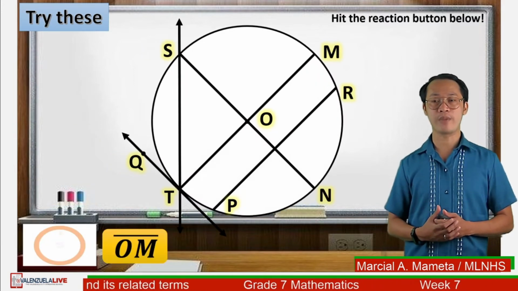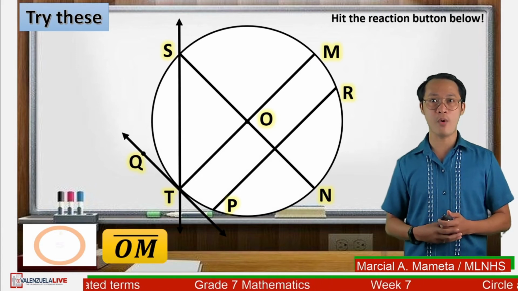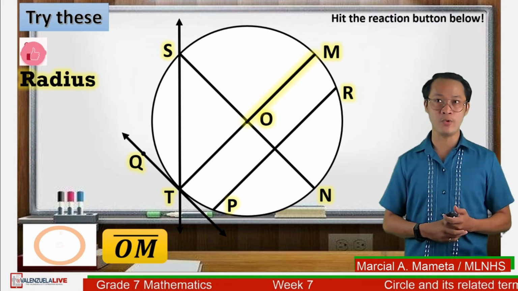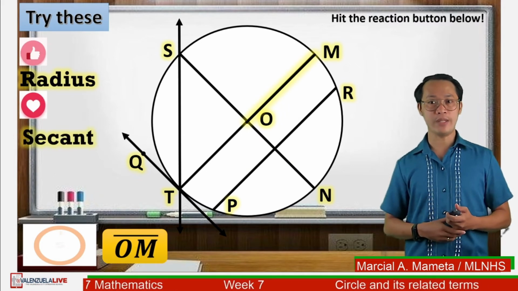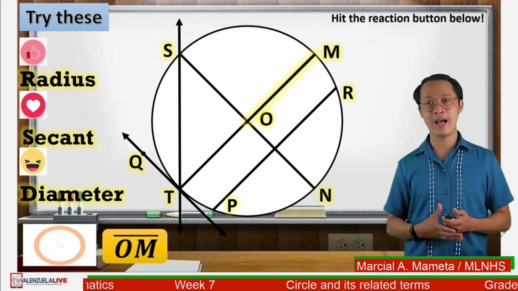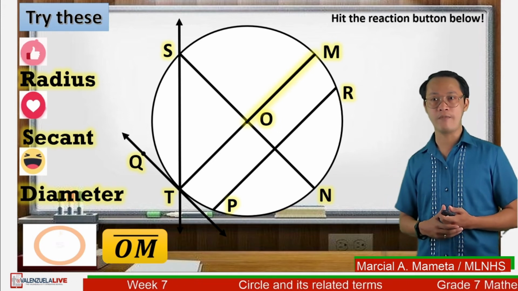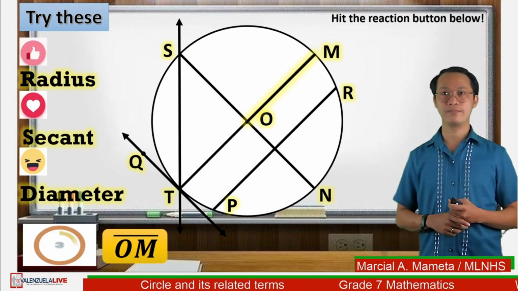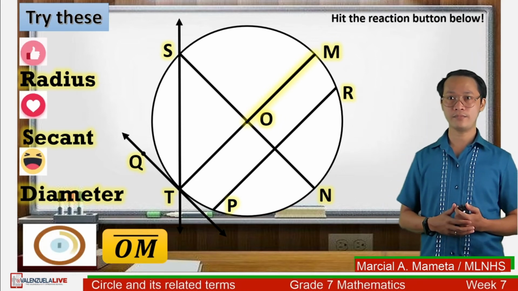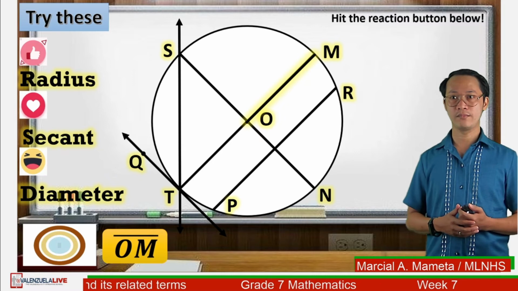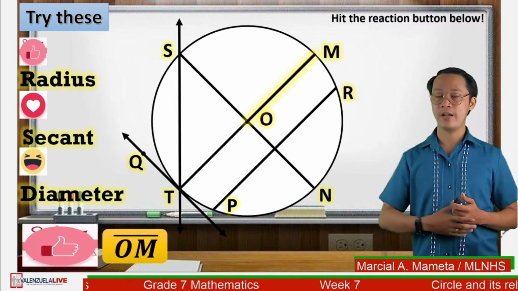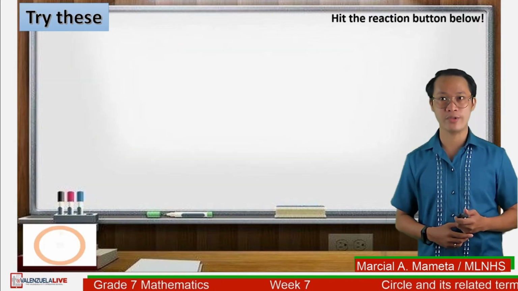Next one, line segment OM. Like if it is a radius. Heart if it is a secant. And haha if it is an example of diameter. 5 seconds. Time is up. The correct answer is like. It is an example of radius.